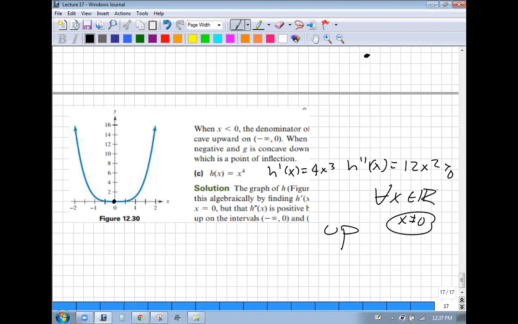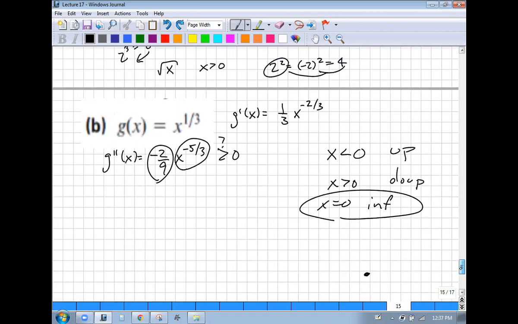Because this thing is positive for positive values of x, this thing is positive for negative values of x, and then it just happens to be zero at zero, okay? So be careful, just because the second derivative is zero, that doesn't mean it's an inflection point, right? If it goes from up to down or down to up, then you have an inflection point. But if it's up and then zero and then up, it's not an inflection point, right? That's this.